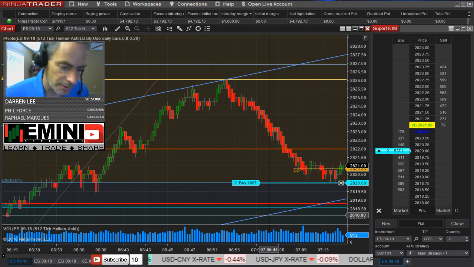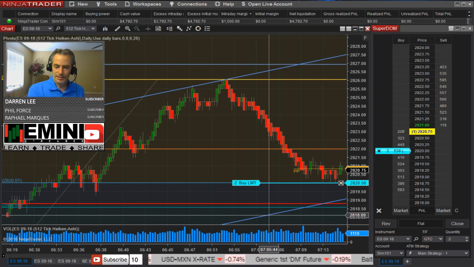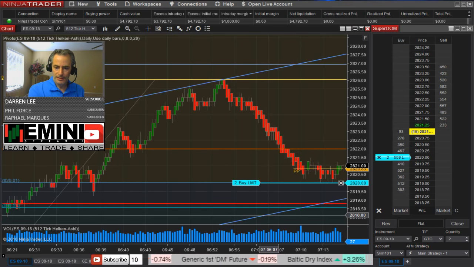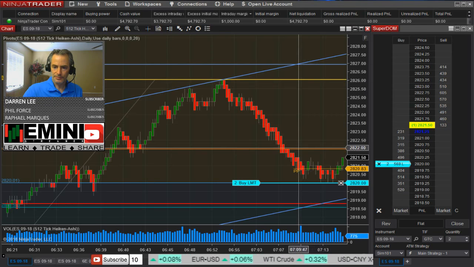I know one of my downfalls with this strategy is I've been a little hesitant to pull the trigger. Kind of doubting the strategy, but I like to have some confirmation that it's going to hold that line. If you did happen to get in on that trade, your first target would be up here at 26.